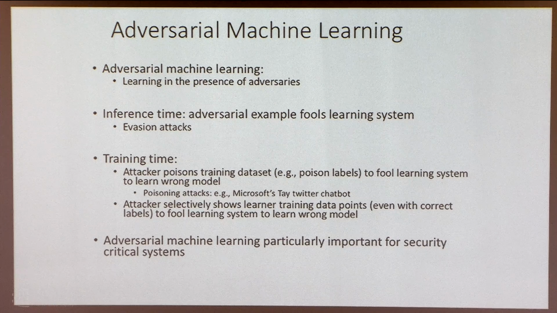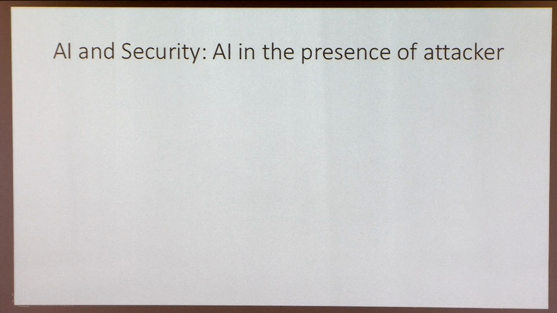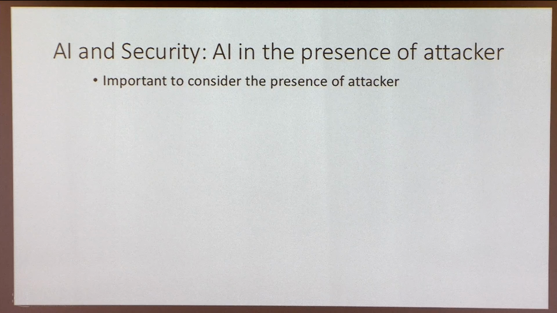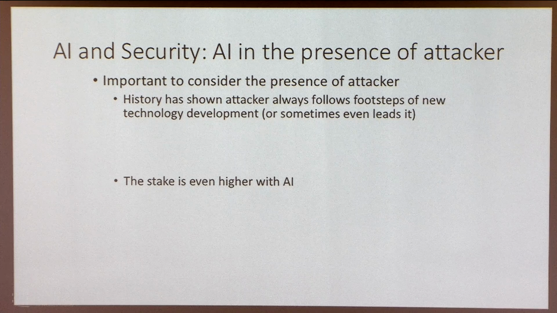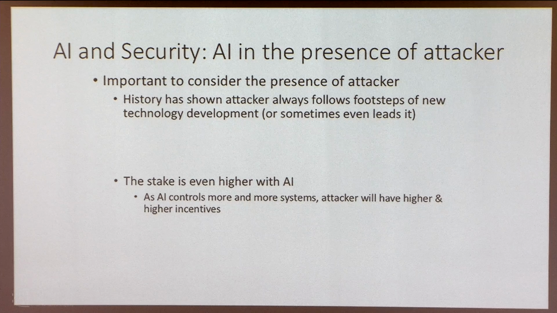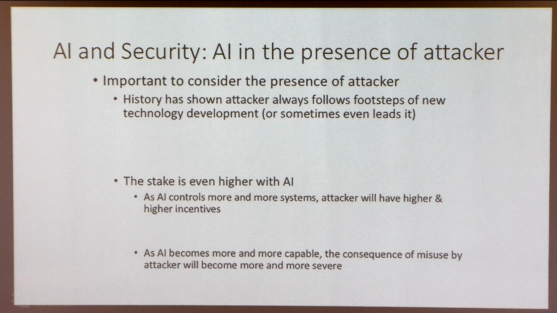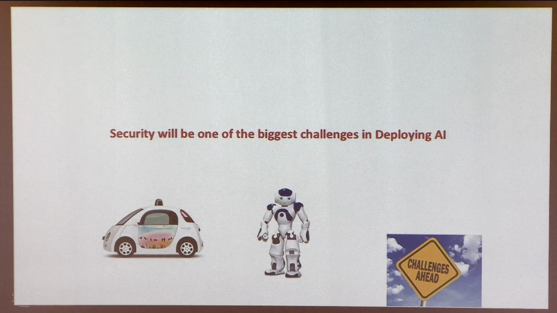Overall, these adversarial machine learning issues are particularly important for security critical systems. I would say this is a hugely important question at the intersection between AI and security, which is essentially AI in the presence of attackers. It's really important for the whole community to consider the presence of attackers. History has shown that attackers always follow the footsteps of new technology development, and sometimes even lead it. And this time around, the stakes are even higher with AI. As AI systems control more and more parts of the world, attackers will have higher and higher incentives. Also, as AI becomes more and more capable, the consequences of misuse by attackers will become more and more severe. Hence I strongly believe at this point that security will be one of the biggest challenges in deploying AI.